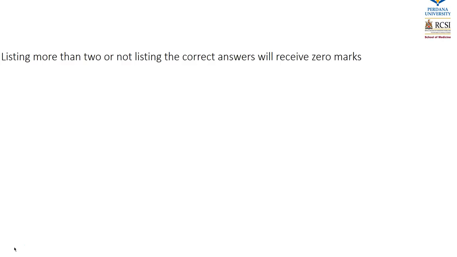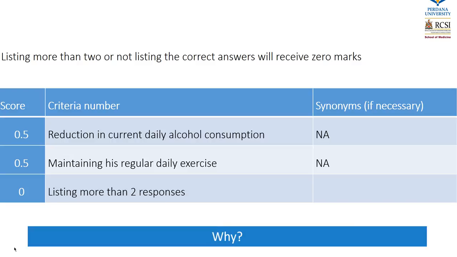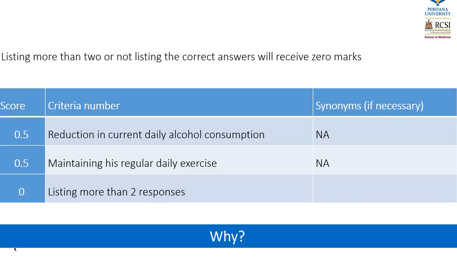Now, listing two or more, or not listing the correct answers, will again receive 0 marks. The correct answers are reduction in current daily alcohol consumption and maintaining his regular exercise. Why? The evidence is overwhelming that patients with heart failure who also consume alcohol excessively do worse. He's drinking 2 glasses in the evening. Now, 2 home glasses are almost certainly double the usual recommended daily measures. So that's probably 4 units rather than 2.